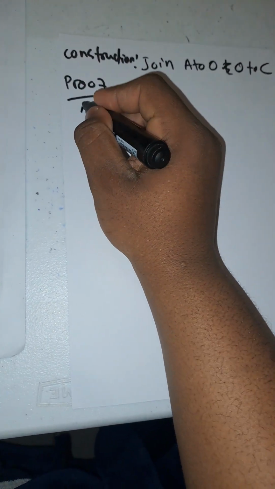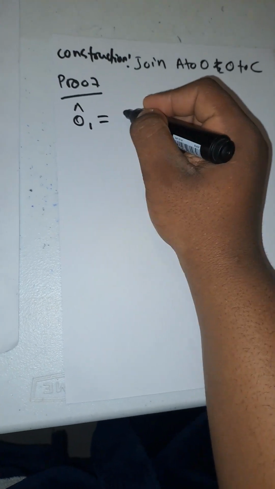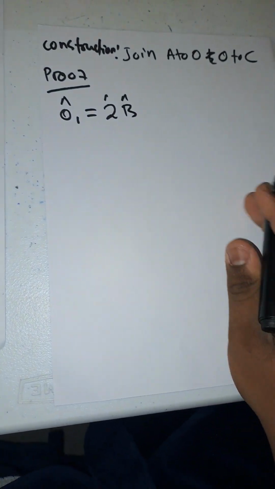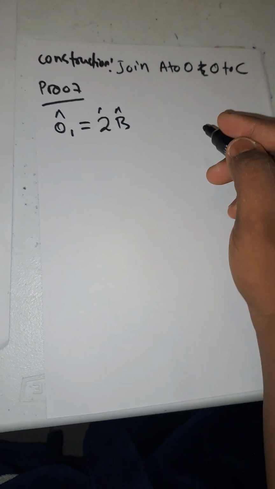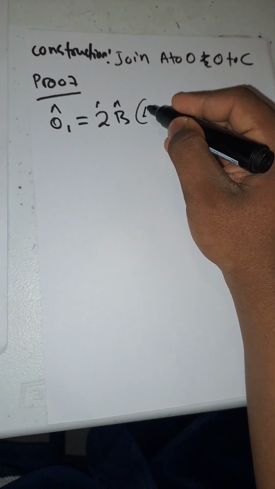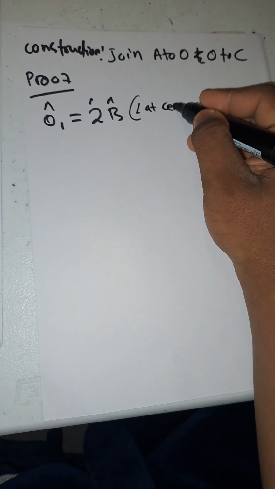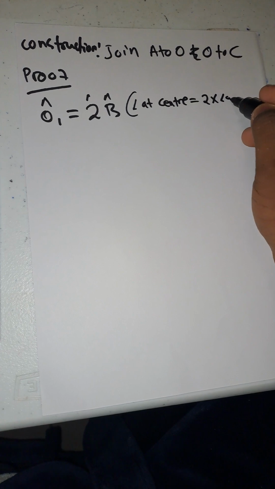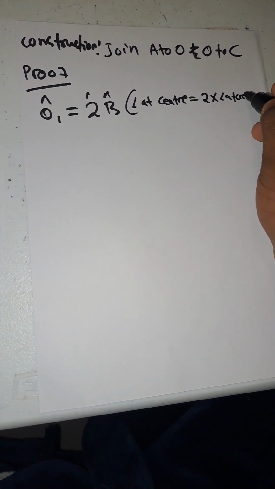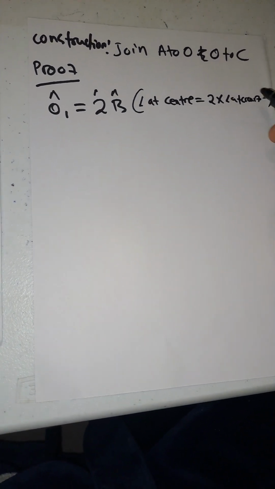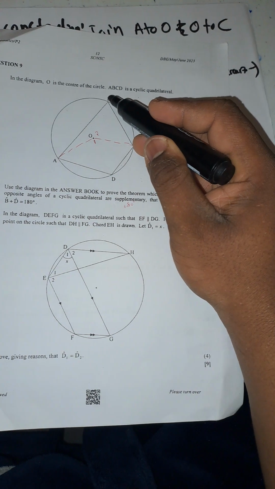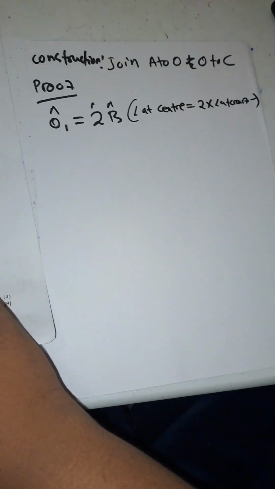I can start by saying angle O1 equals 2 times angle B. What is the reason? Angle at center equals 2 times angle at circumference. You'll write the full wording, guys. You must write the full wording. O1 equals 2 times angle B, as you can see.